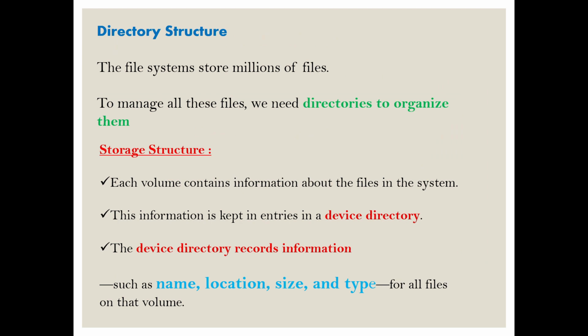So coming to the directory structure. The file system stores millions of files in folders like that. It manages all the files, and you need directories to organize them. Using these directories, we can access the file and manage the file: read the file, create the file, edit the file, and truncate the file. The device directory records information such as name, location, size, and types of the files involved in this folder.